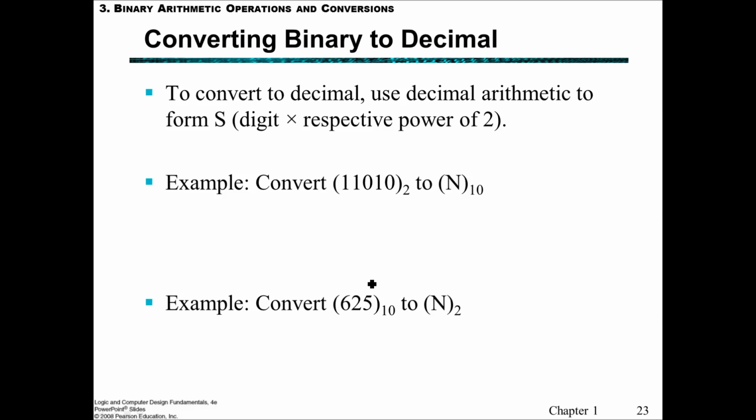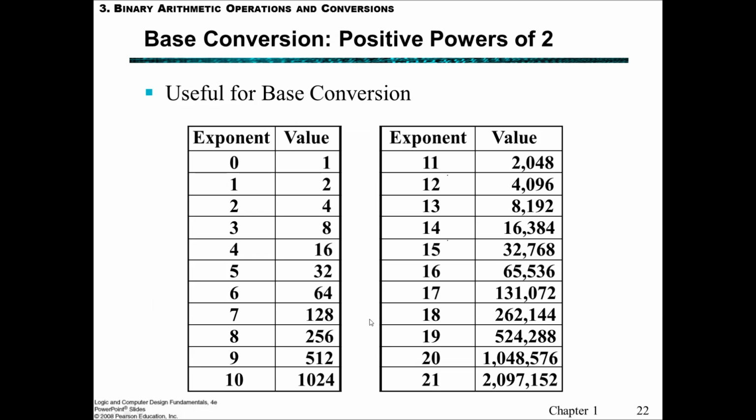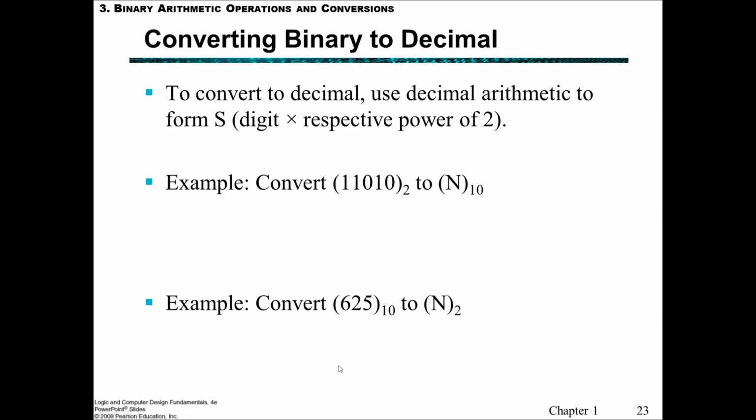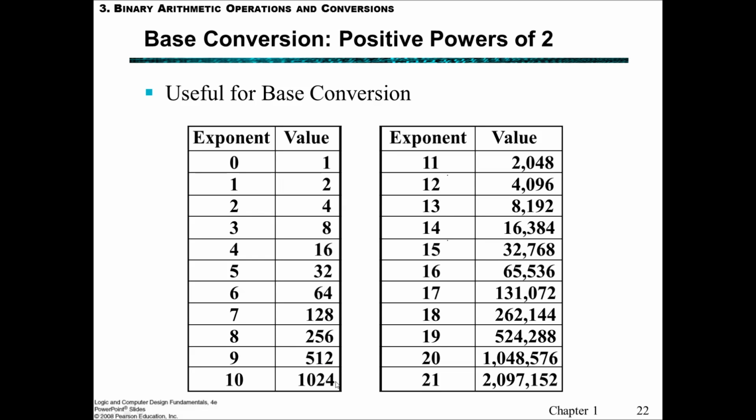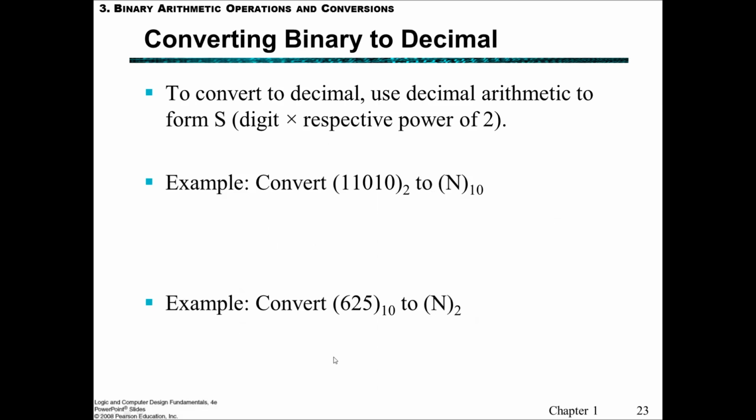For this second example, we want to convert this decimal number, 625, to a binary number. In order to do that, it's useful to look at this table that was shown before and find out which values you need to add up in order to get to this 625. So obviously we're not going to need 2 to the 10 because 1024 is larger, but we're going to need a 512. So if we write all of these out, then we can work out which ones need to be added up in order to get to that 625.